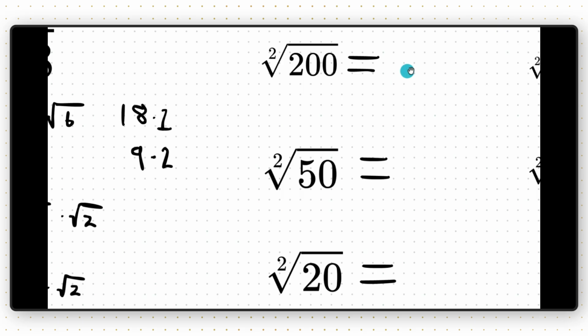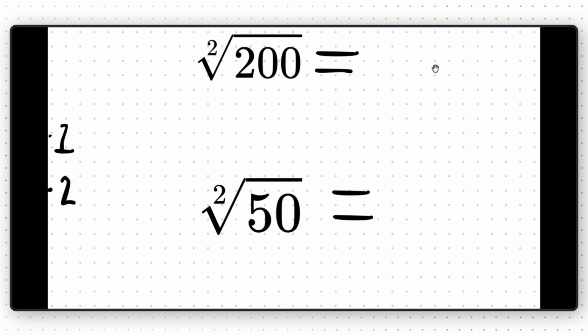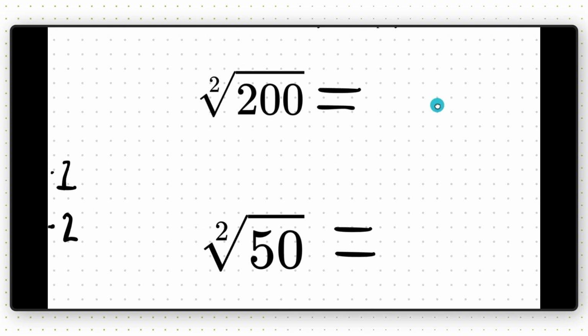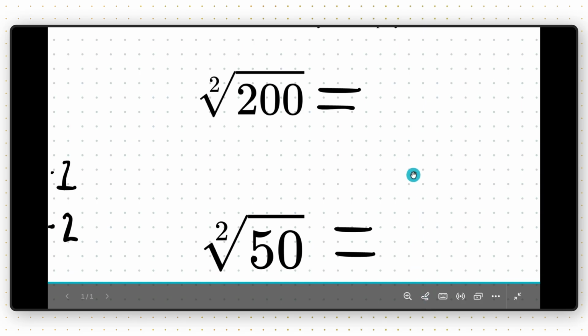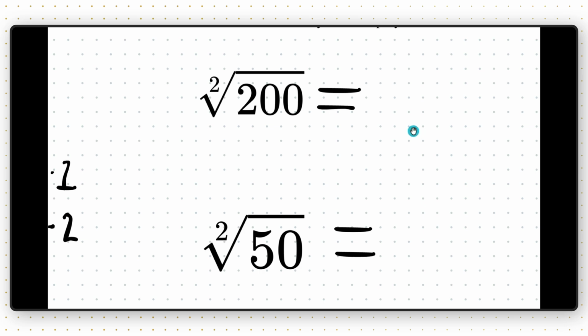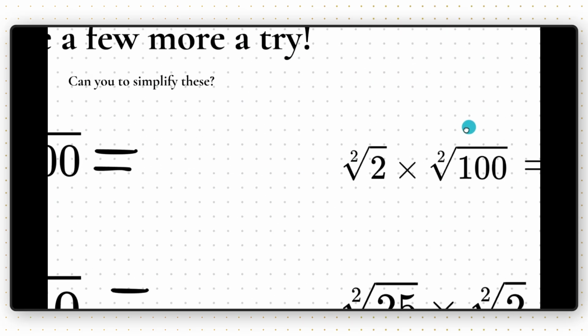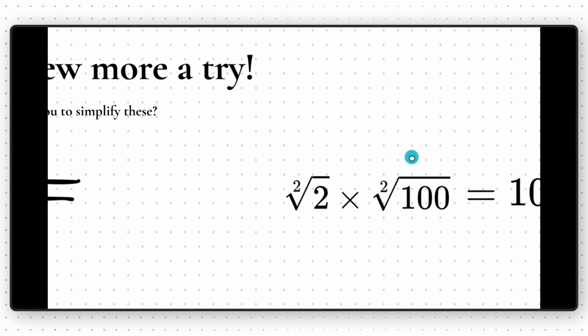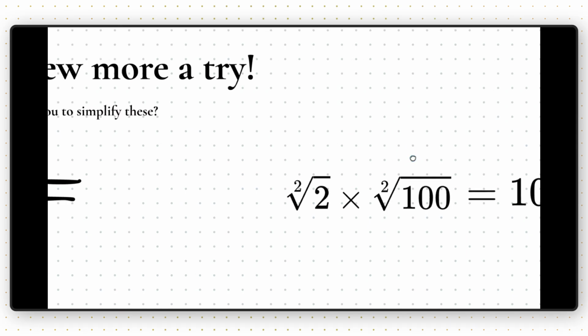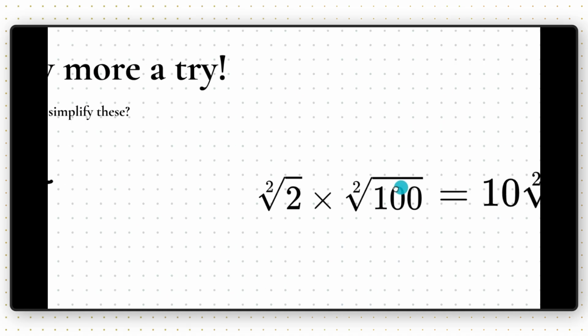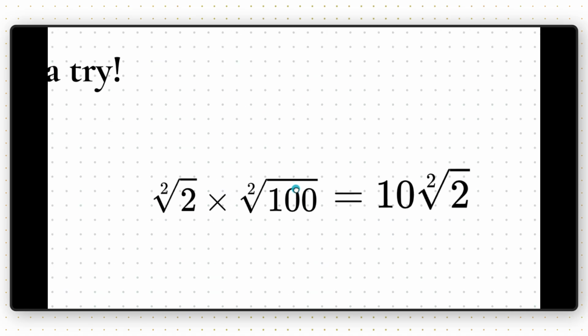Okay, so this first question right here, the square root of 200. Now we need to know what factor pairs right here would fit this equation, where one of them is a perfect square. So we have 2 times 100 because that is equal to 200. So right here we can have the square root of 200 equal to the square root of 2 times the square root of 100. And the square root of 100 is 10. So we rewrite this as 10 root 2.